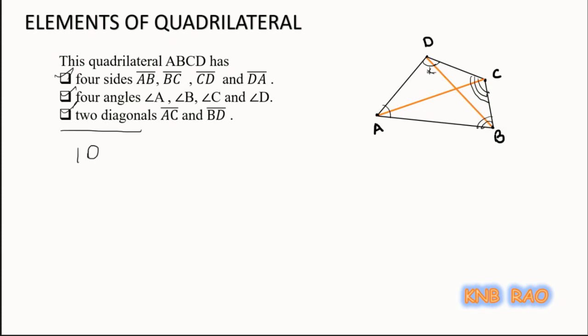These are called 10 elements, 10 elements of a quadrilateral. Okay. So what are the 10 elements of a quadrilateral? 4 sides, 4 angles and 2 diagonals are called the 10 elements of a quadrilateral. Now let us move on to exercise 4.5 based on the concept of quadrilateral.